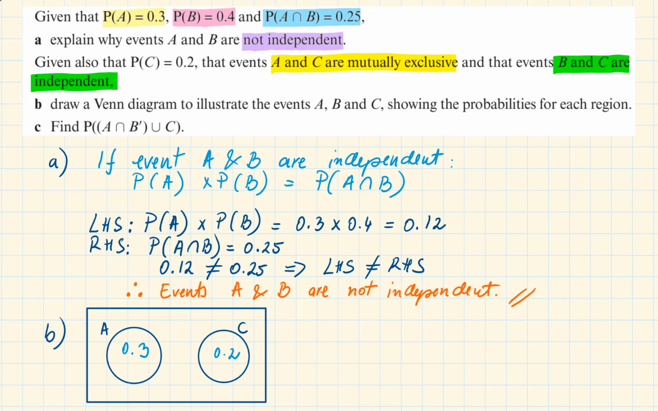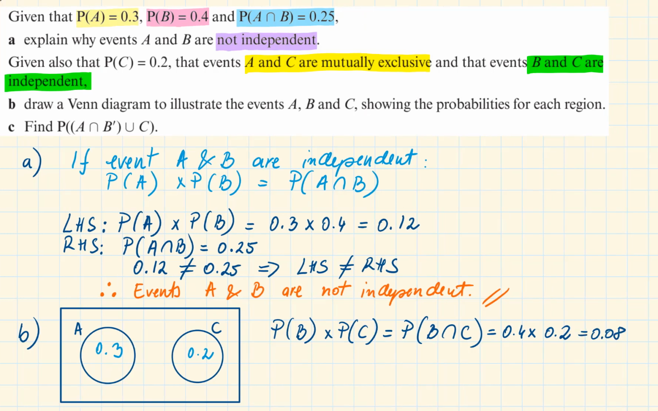B and C are independent, so their product will be equal to their intersection. 0.4 times 0.2 is equal to 0.08. The probability of C is 0.2. Subtracting the overlap will give us 0.12. So now we have two areas completed in the Venn diagram.